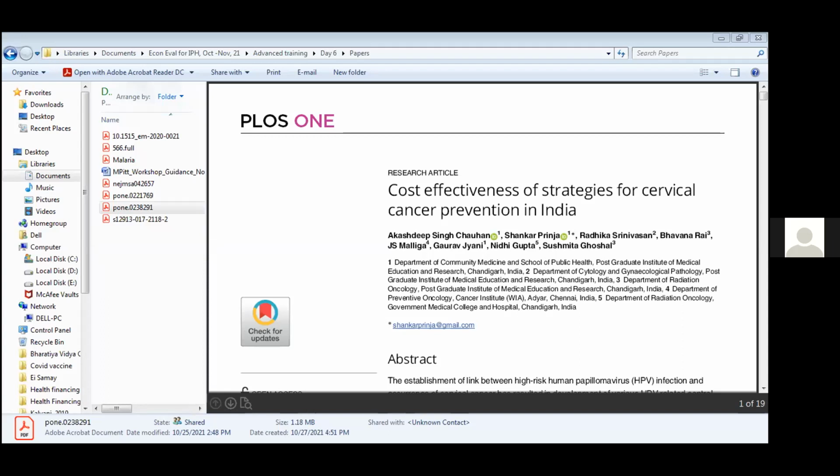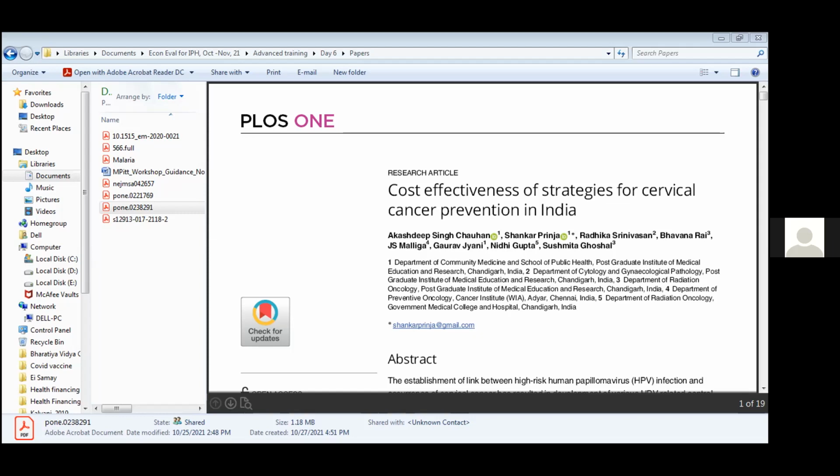This is, for example, cervical cancer prevention in India. All of them are from the Department of Community Medicine and School of Public Health, Chandigarh. There are some other institutions involved there. What they did actually, they followed the Markov model. You see, they had different stages they have taken, and accordingly, this is the Markov model.